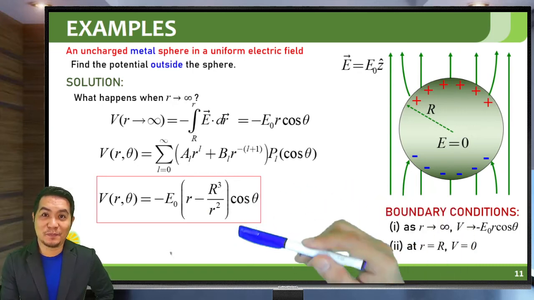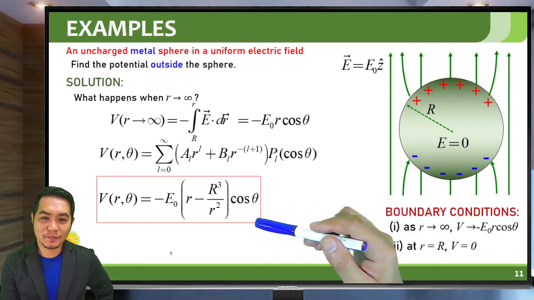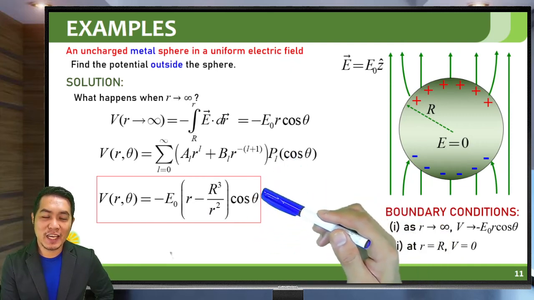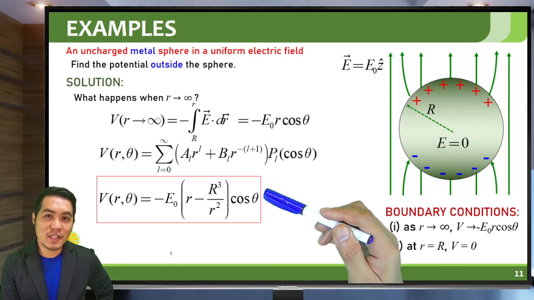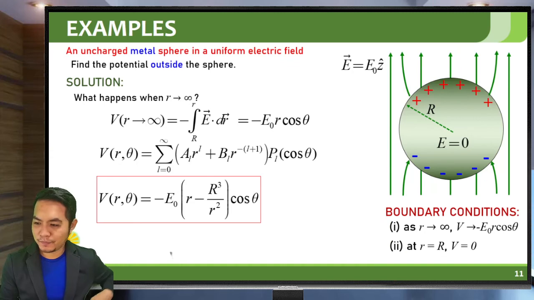So of course, you will probably always use the Fourier trick. In this case, the Fourier trick involves the orthogonality relation between Legendre polynomials. So this is the potential outside of the sphere.